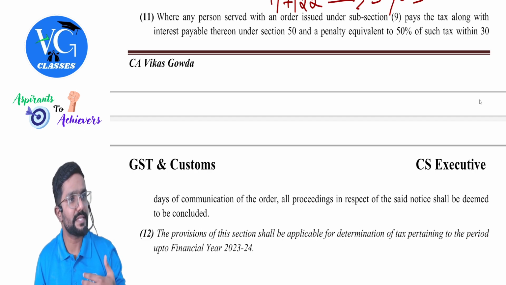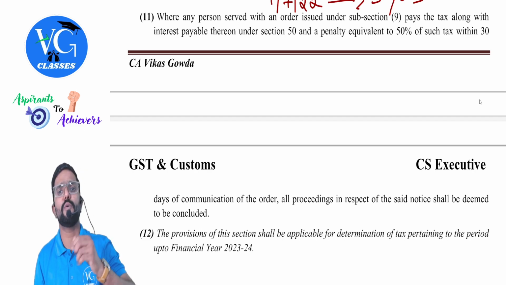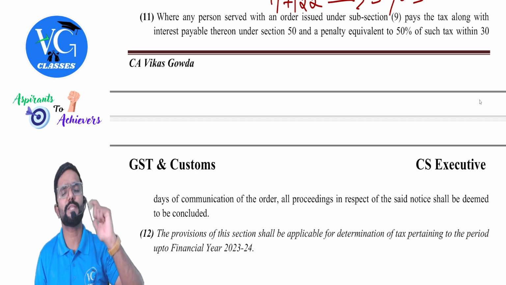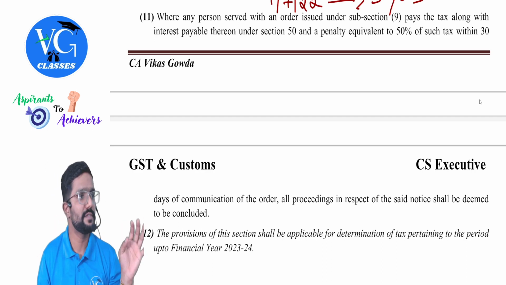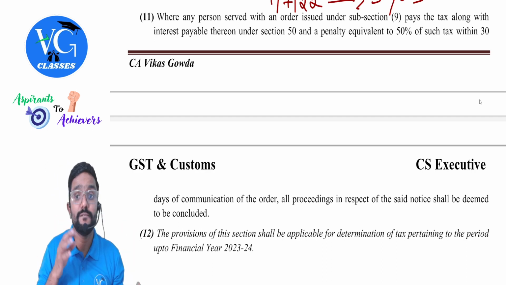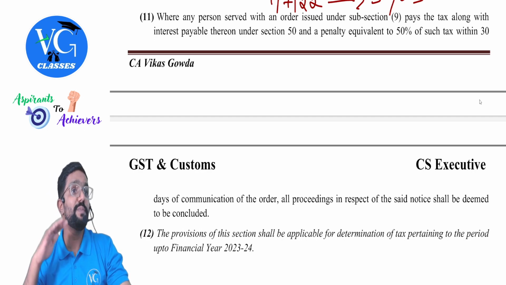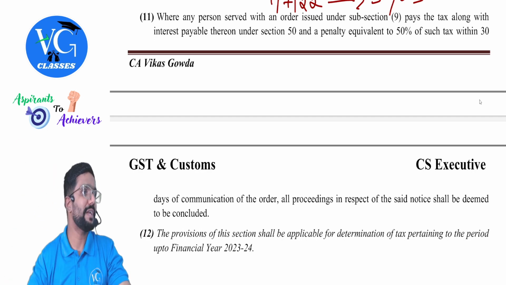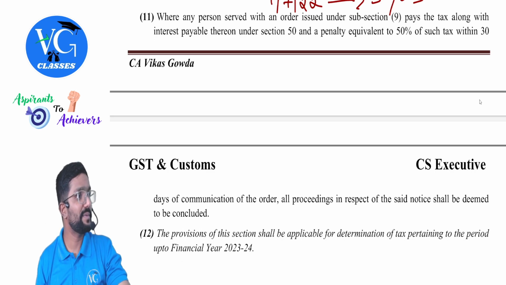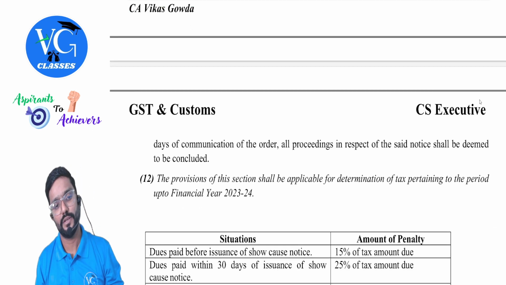So once the order is passed, if the registered person pays the amount mentioned in the order, that is tax plus interest plus penalty within 30 days, then what will be the penalty amount? 50% of tax amount. Sir, what if it is paid after 30 days? 100% of tax amount.